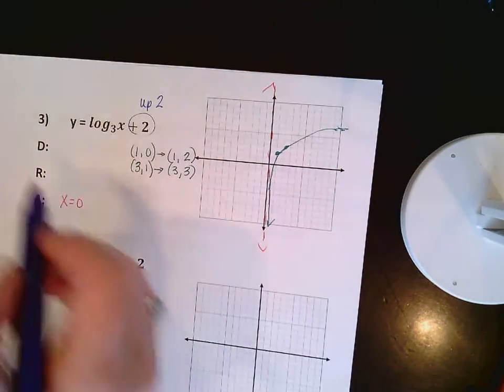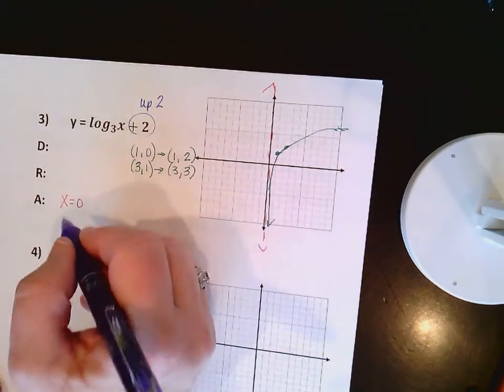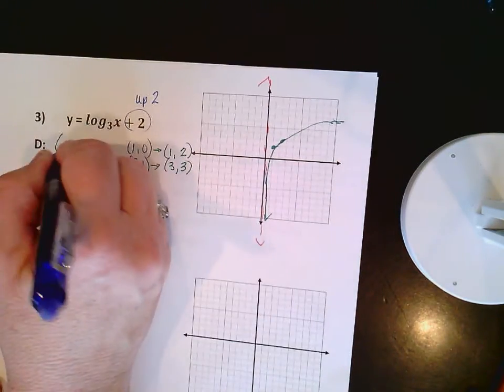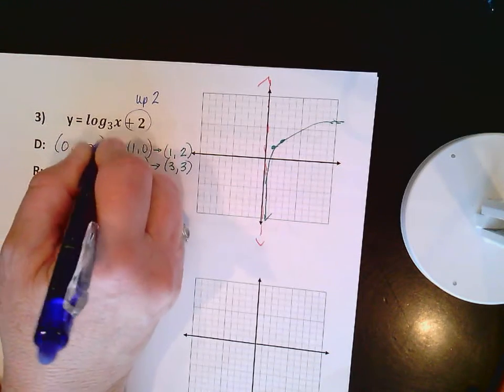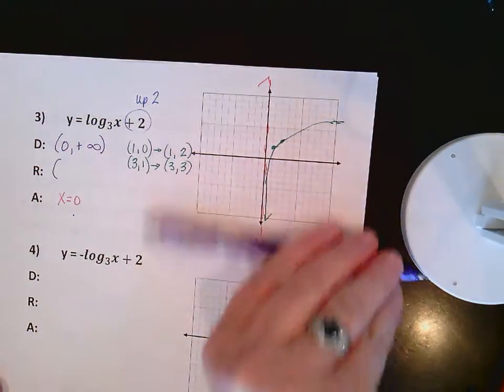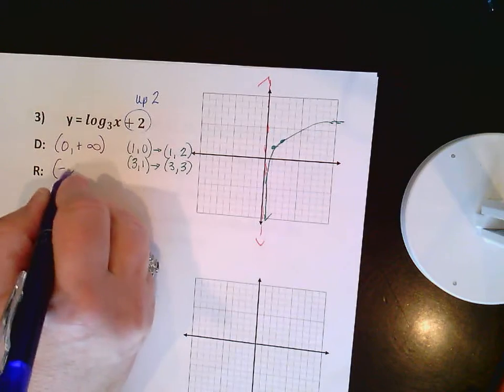Again, your domain, left to right, is based on your asymptote. So it starts at 0 and goes to positive infinity. Our range, from bottom to top, is going from negative to positive infinity.